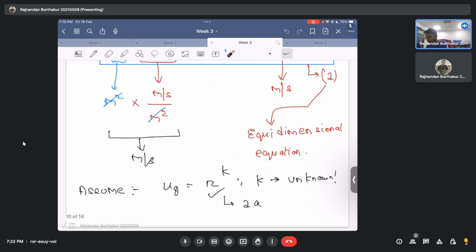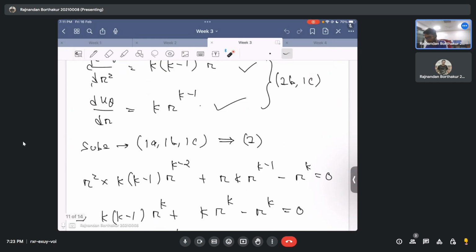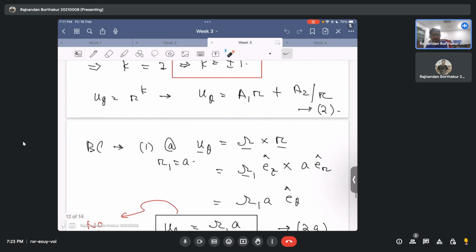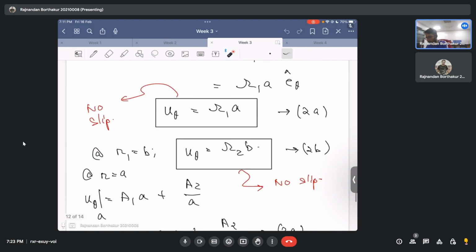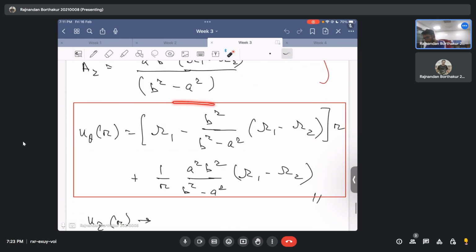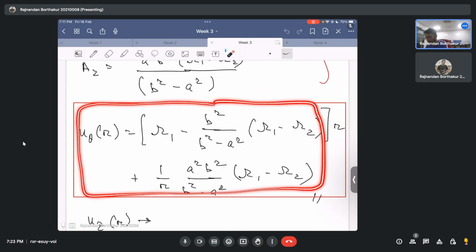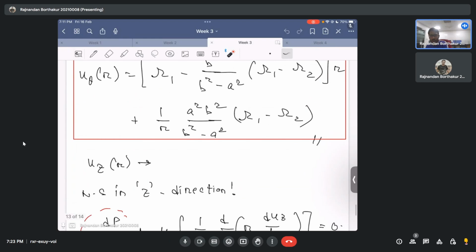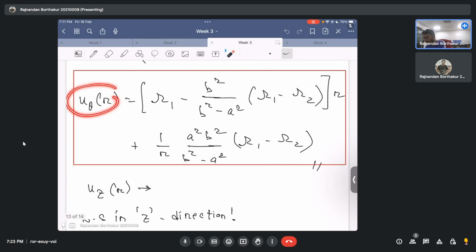The solution technique was that we assume u theta to be of the form r power k, and our job was to eventually find out the value of k. And from that, using the boundary conditions on the cylinder surfaces, we found out the theta direction velocity, which appeared something like this. Thereafter, as you can see, this u theta is indeed just a function of r. So we are just solving ODEs here, even if it's a two-dimensional problem, which is again based on the assumptions that we considered.